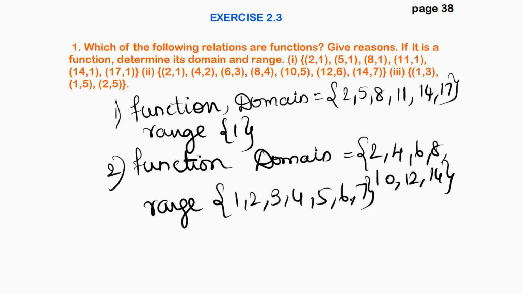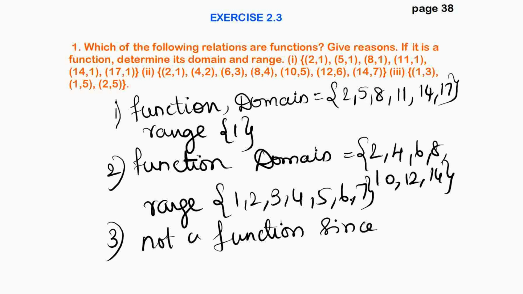Third subdivision: (1, 3), (1, 5) and (2, 5). Here the 1 is repeated in the first two pairs, so it is not a function. So the domain is the elements from the first set, so it is 1, 2.